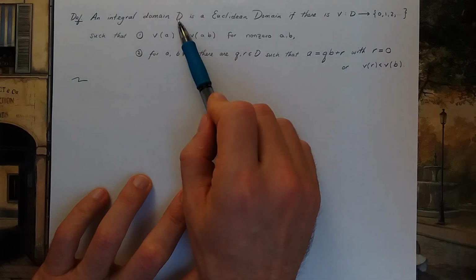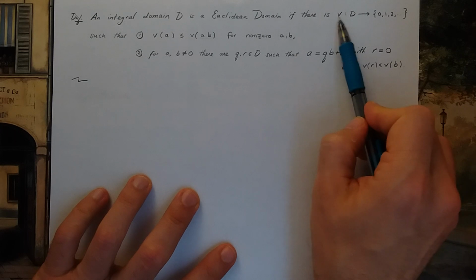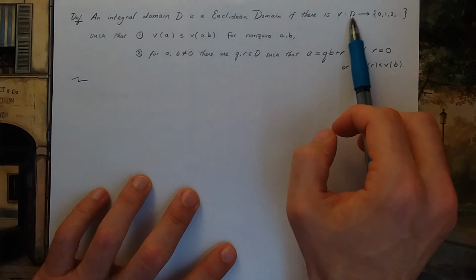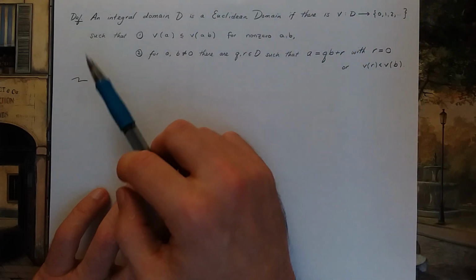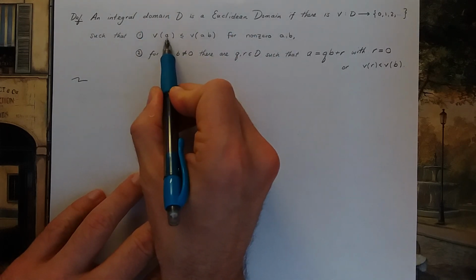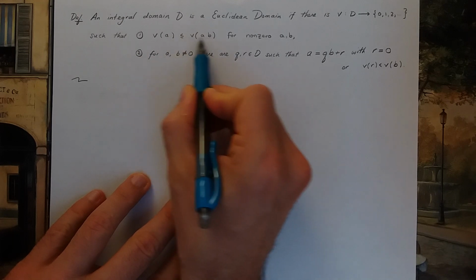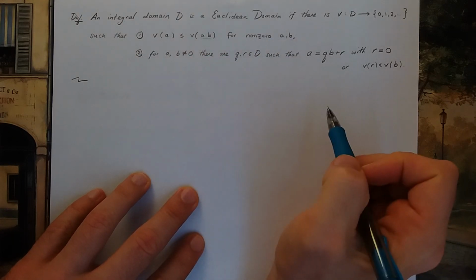So we start with the integral domain D, and it's a Euclidean domain if there's a function v, this is called a valuation function, that takes elements in your ring and assigns them to non-negative integers such that two properties hold. First, the value of a has to be less than or equal to the value of a times b for every non-zero a and b.